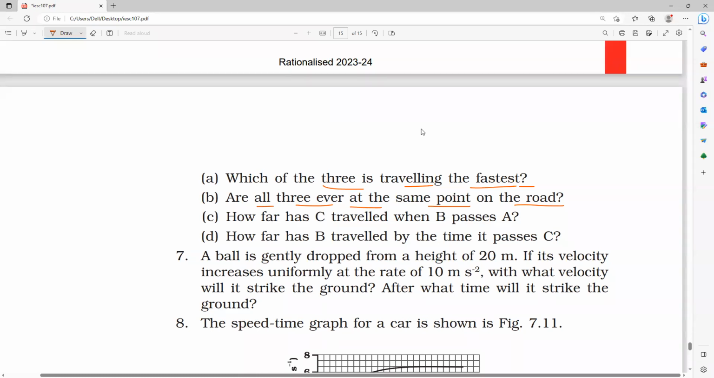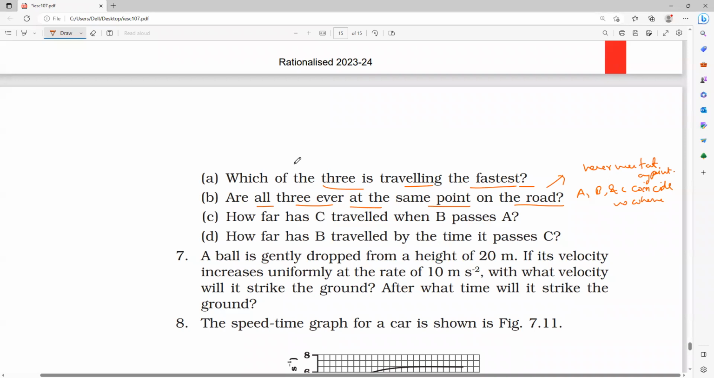Since A, B, and C coincide nowhere, they never meet at any point. Please mute somebody, who is making noise? Coincide nowhere. They never meet at any point. Clear? Everybody understood? Yes, sir.